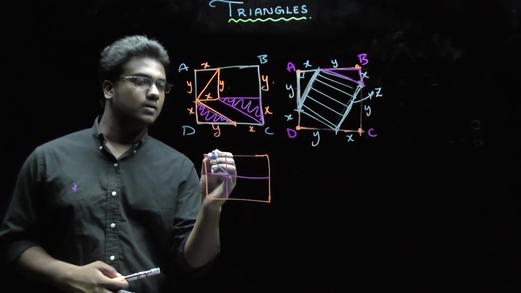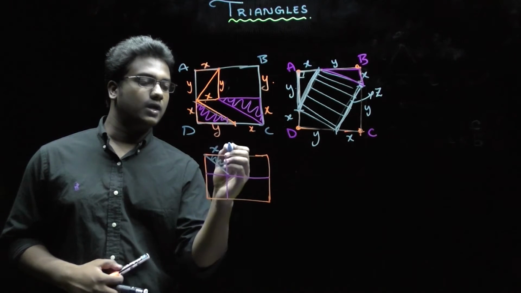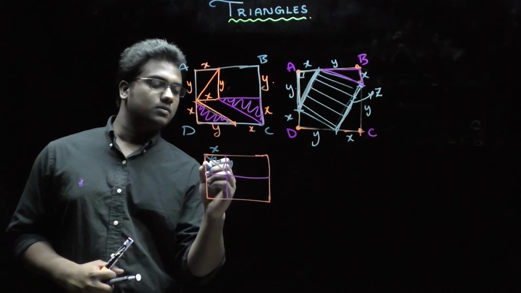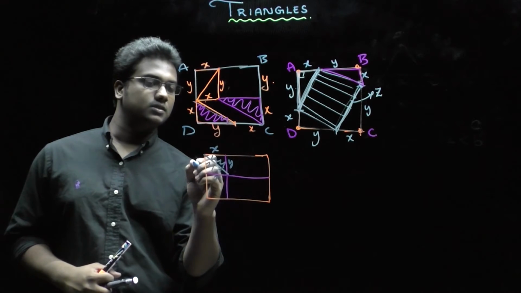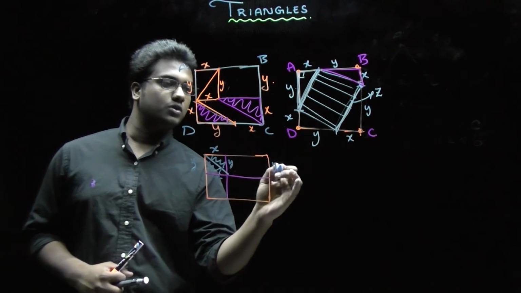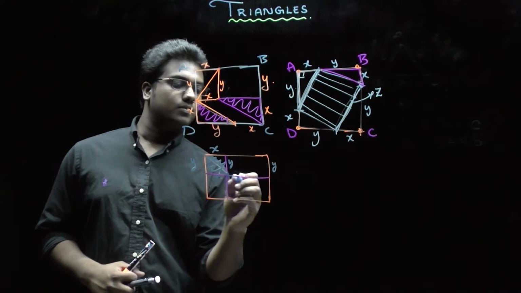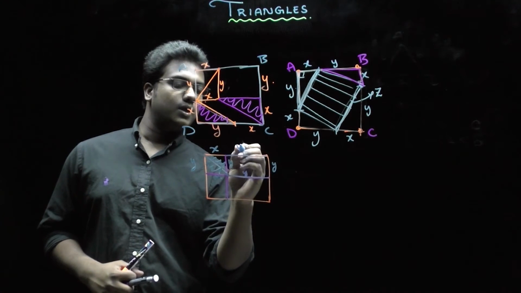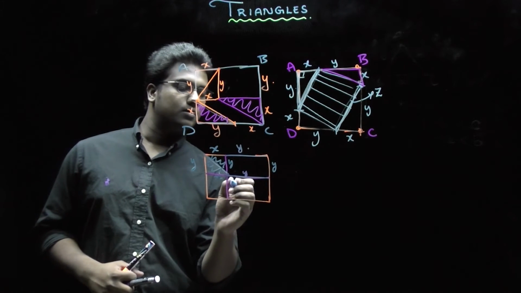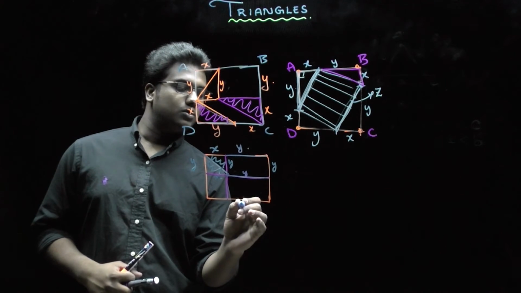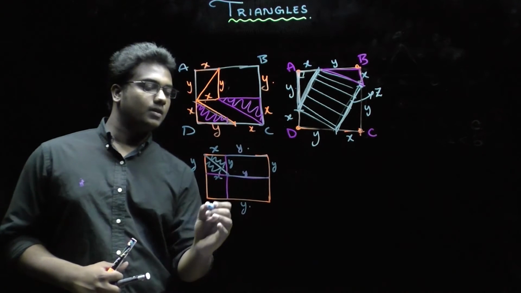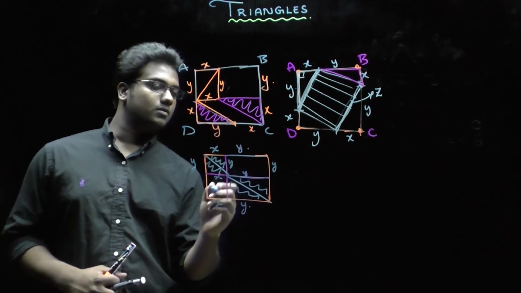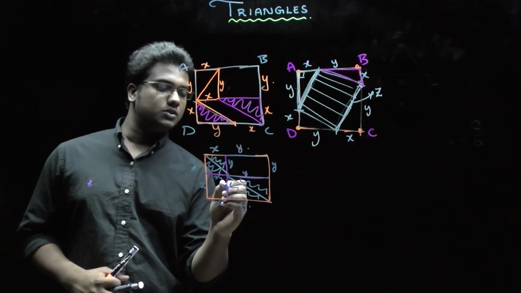where this is your X, this is your Y. Okay. And here this is your X, this is your Y, this is also your Y, this is your Y, this is your Y. Okay. And this is your Y, this is your X, and this is your X, and this is your X.